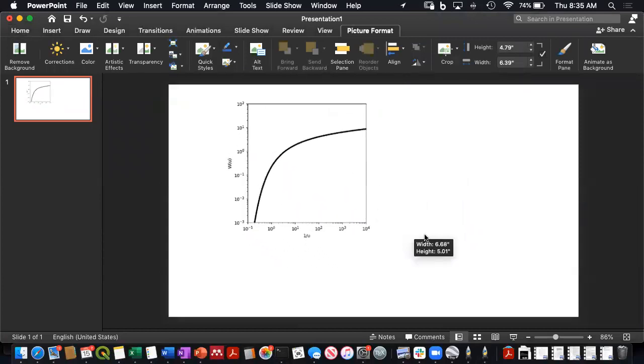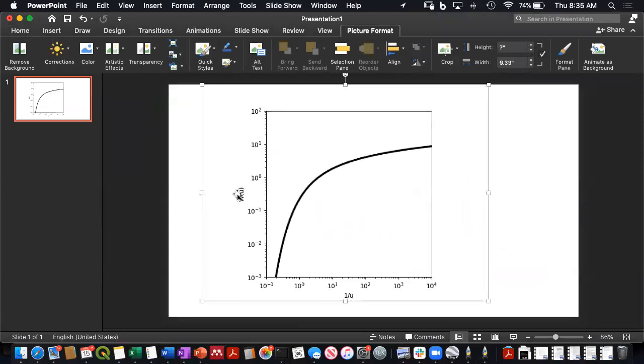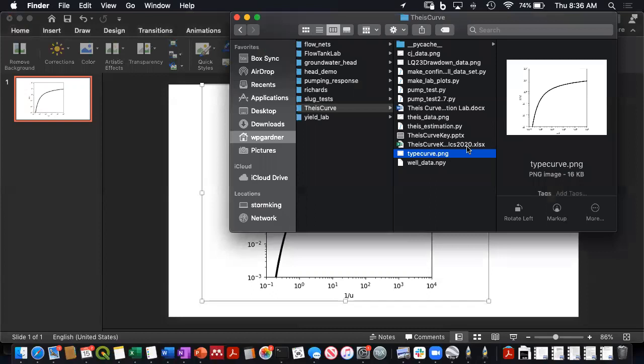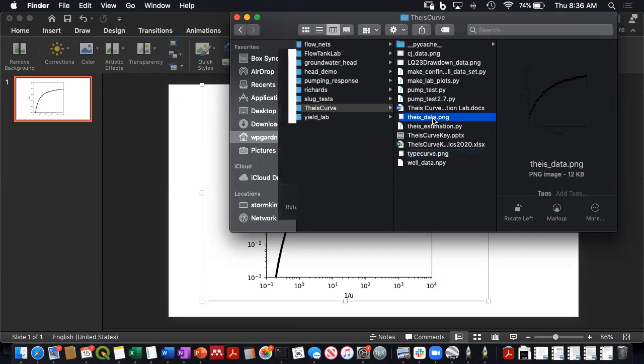Okay, so this is a type curve that is the well function, W(u), plotted versus 1/u. And important to note, this is the log of W(u) and the log of 1/u. All right, so these are log scales. And then we take data. So let me grab some data.